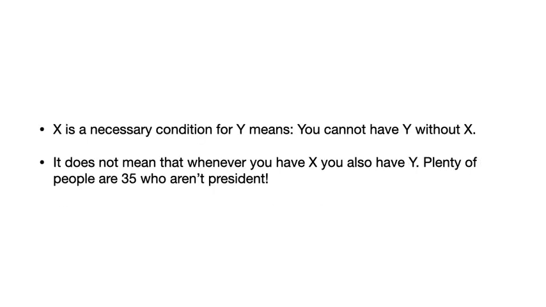So when we say X is a necessary condition for Y, what we're saying is you cannot have Y without X. We are saying if you don't have X, you can't have Y. We're not saying that every time you have X, you also have Y. Plenty of people who are 35 aren't president, after all. We are saying if you don't have X, you don't have Y. Not necessarily if you do have X, you do have Y.